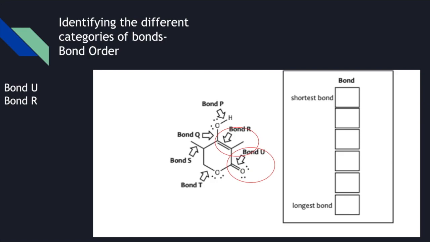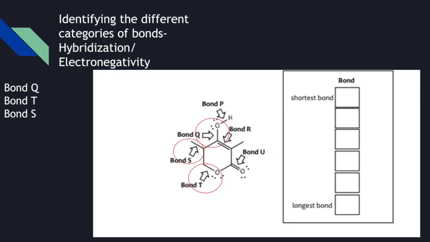After that, since the rest of the bonds left are single bonds, we must now look at the electronegativity and hybridization of the remaining bonds. Bonds Q, T, and S are single bonds with atoms that have varying hybridizations and electronegativity. Bond Q is a sp2 oxygen attached to an sp2 carbon. Bond T is an sp2 oxygen attached to an sp3 carbon. Bond S is an sp3 carbon attached to an sp3 carbon. Based on the rules of electronegativity, bond Q is shorter than bond T, and bond T is shorter than bond S.